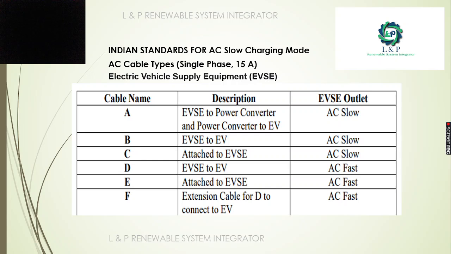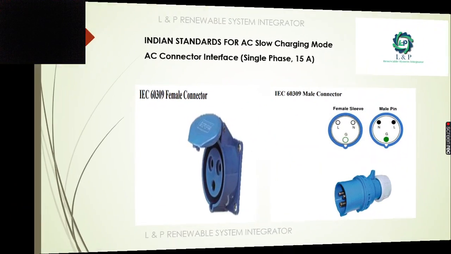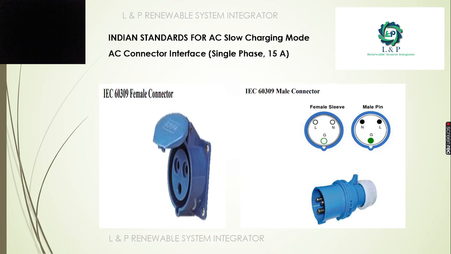Using cable E, we can do slow charging. B and C are also used for slow charging. But using cable D, E and F, we can do AC fast charging. This is an example of a female connector, IEC 60309, which is being used for charging. And this is how the male connector looks like.